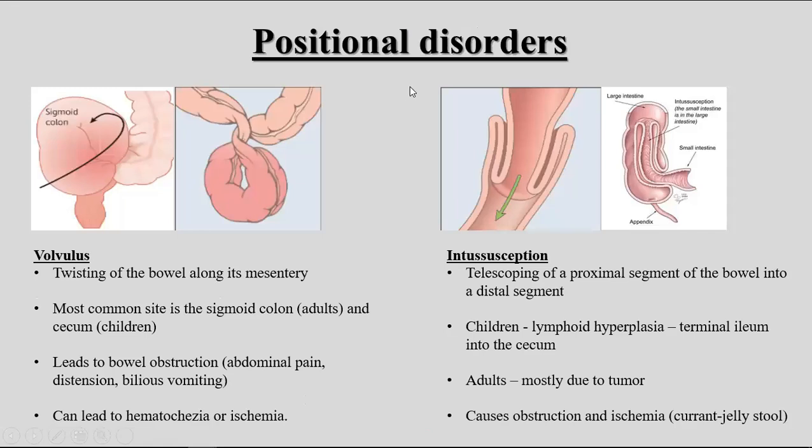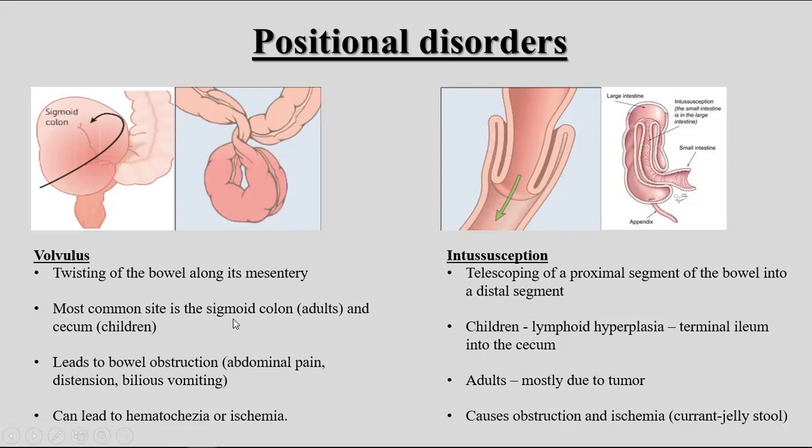The other non-neoplastic diseases are the positional disorders, which are mainly volvulus and intussusception. So volvulus is a twisting of the bowel. So here you can see the sigmoid colon has kind of been twisted, and here is what it would look like if you actually try to untangle it. So it's the twisting of the bowel along its mesentery. So it mainly occurs in areas where you have too much mesentery, and you have this extra mesentery that is actually able to be twisted.